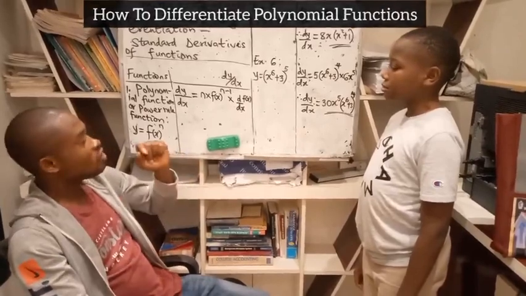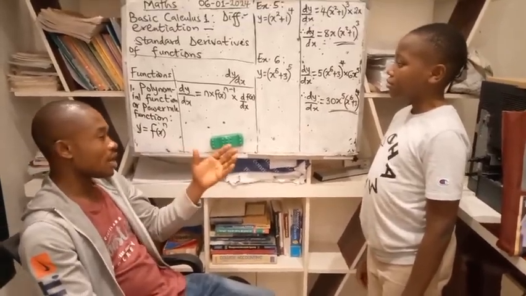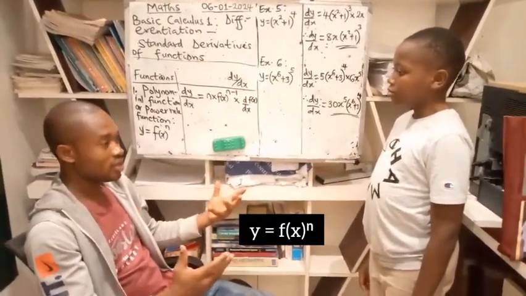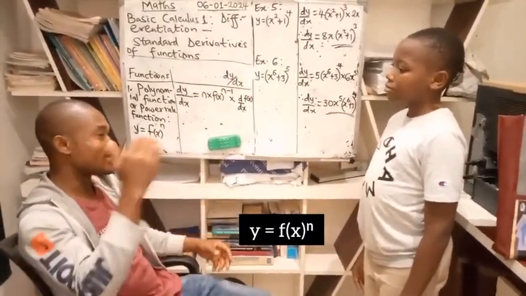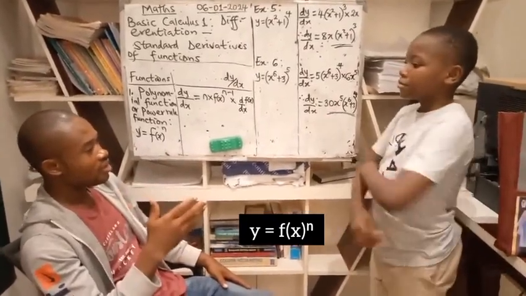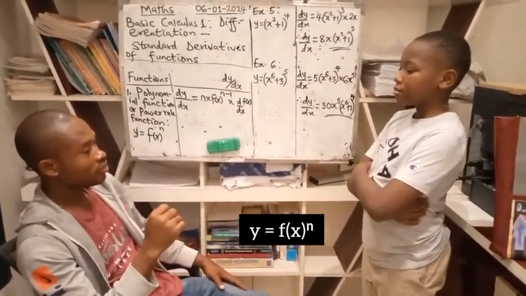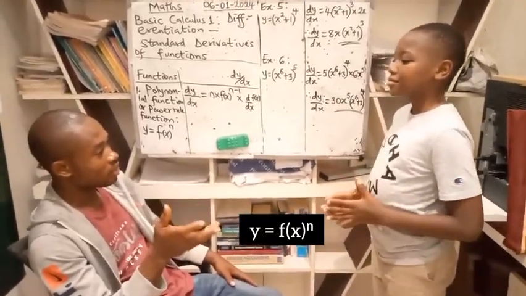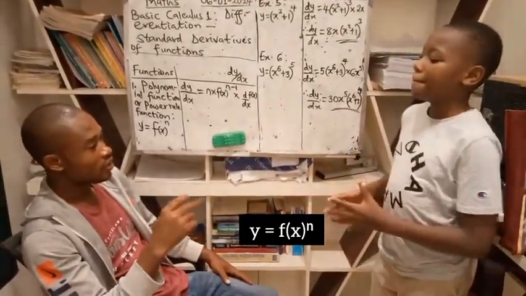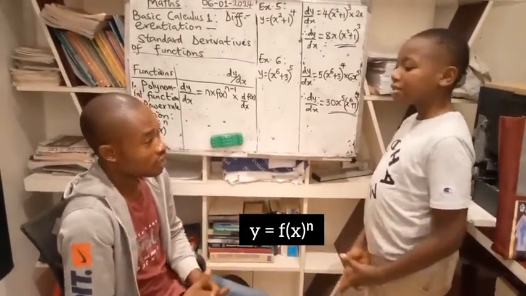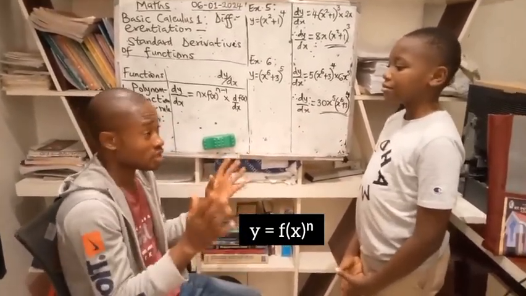Yes. If you are given a polynomial function, say y equal to f of x raised to the power n, which you can read correctly as the nth power of f of x, what is the major part of that function? N. Good. And n is what type of number? A real number. Then what is the minor part of that function? F of x. F of x, which can be any function, is that not so?